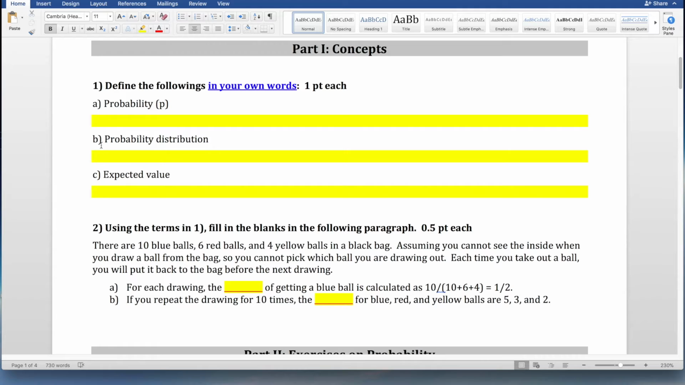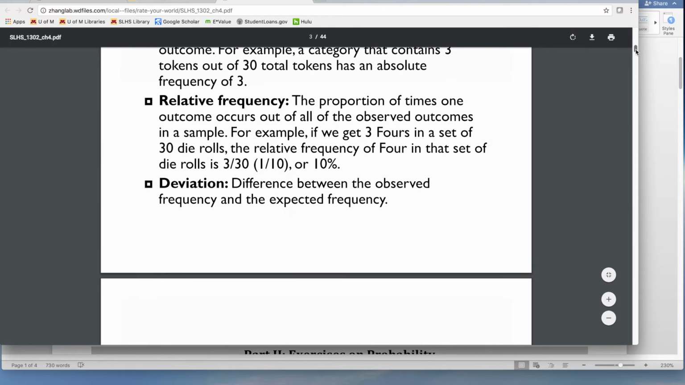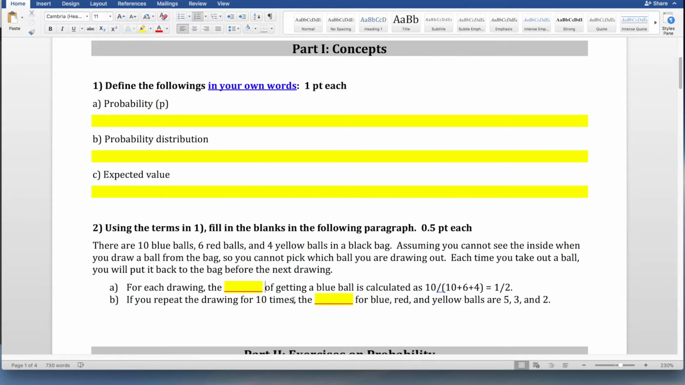And so you would then want to pick the most appropriate concept from up here. So if we can recall, if we go back to the notes, we see that probability distribution is a family of distributions, whereas probability is the percentage or proportional chance of a particular outcome. So if we go here, we see that it's showing us that chance of getting a particular outcome, which would be drawing a blue ball from the black bag. So then we know that the term that goes here is probability.